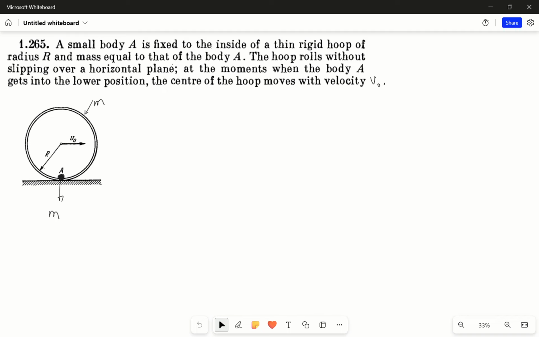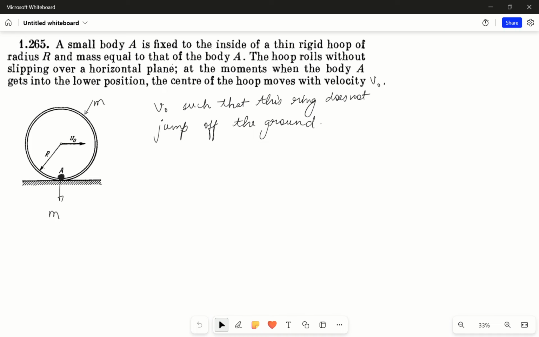So basically, what we have to find, I am telling you, we have to find v naught such that this body or this ring does not jump off the ground, or does not leave touch with the ground. We have to find that critical v naught such that it does not leave touch with the ground.